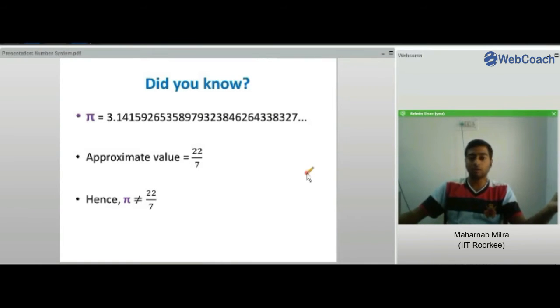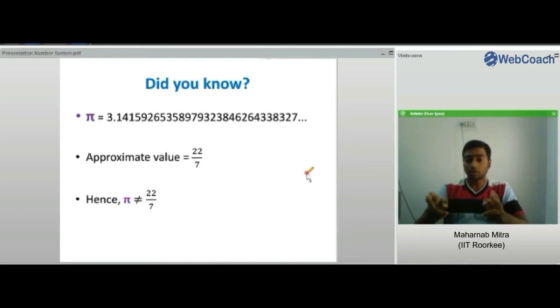I think you have used the value of pi quite often as 22 by 7, right? Now if you place pi in your calculator, you will find the value is not exactly 22 by 7. Actually, pi is an irrational number whose value is just huge. Like you can see here, 3.1415926, and it just goes on and on without following any pattern, right?